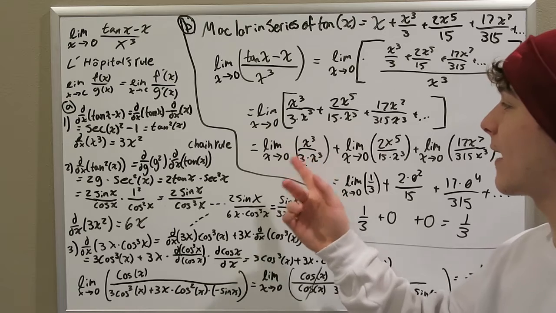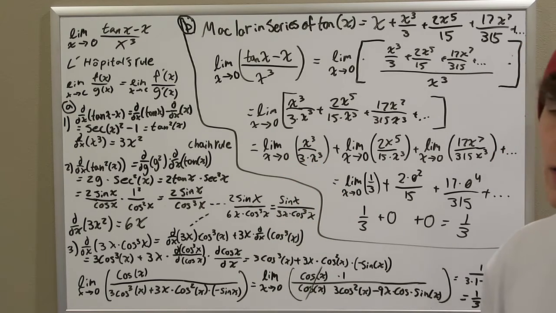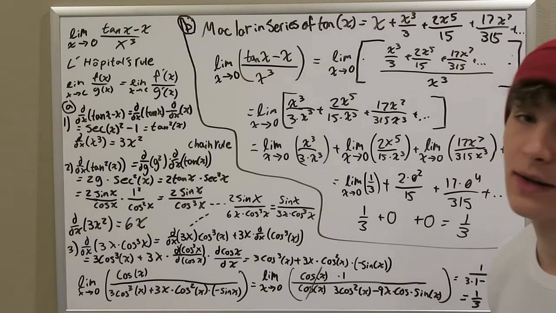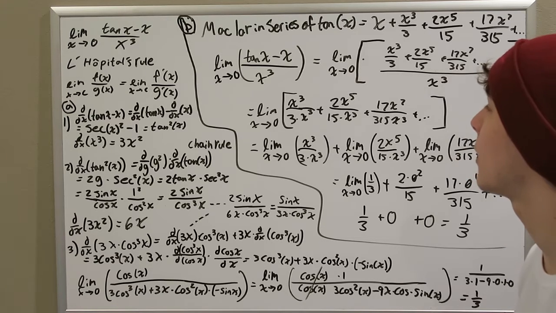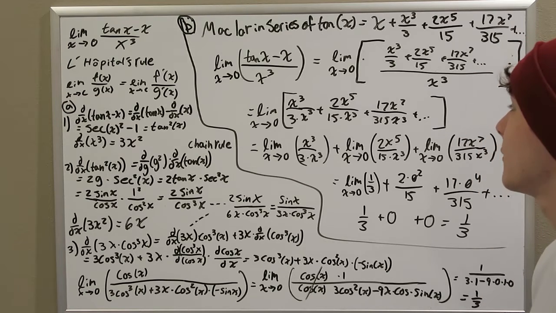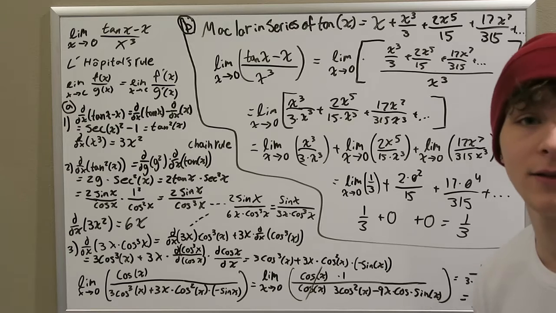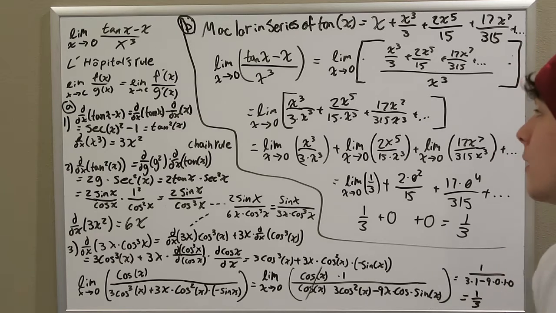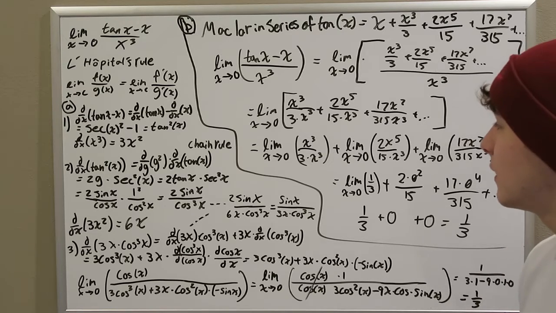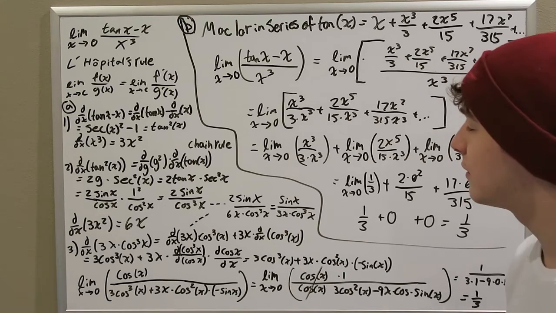So now we have the limit of x approaching 0 of x to the power of 3 over 3 times x to the power of 3, and then now we're adding that to 2x to the power of 5 over 15 times x to the power of 3, and we're going to be adding that to 17x to the power of 7 over 315 times x to the power of 3. And this is going to go on for infinity. So what we can say is, well, look, this is a really easy limit to evaluate.